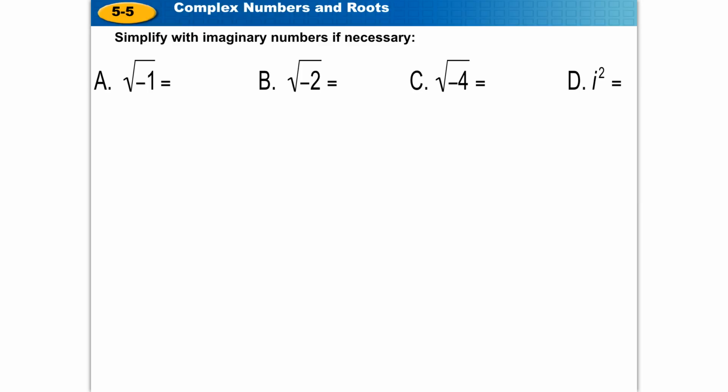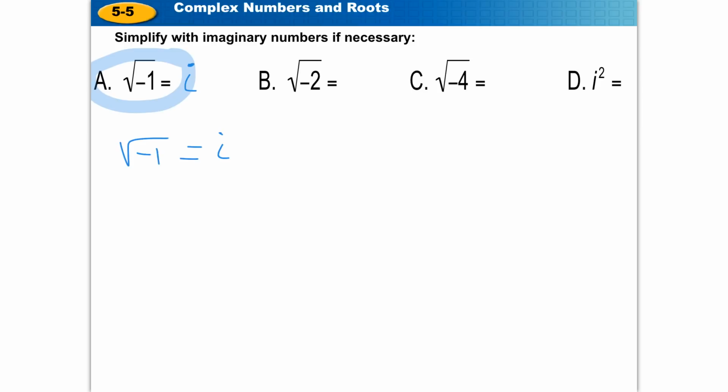So example A, this is your definition. What is the square root of negative 1? The square root of negative 1 is i. So your answer to letter A is simply i. We're going to use this definition to solve the rest of these problems.